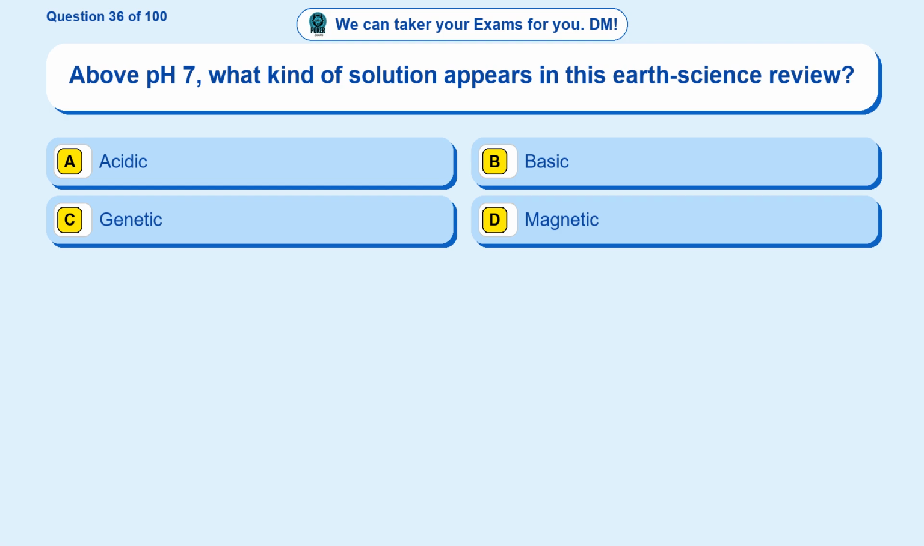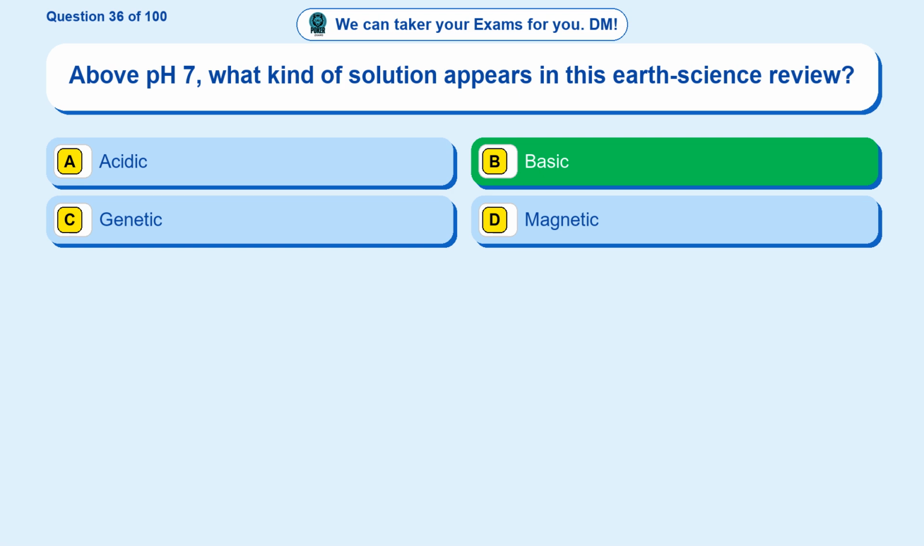Question 36. Above pH 7, what kind of solution appears in this Earth Science Review? Option A, acidic. Option B, basic. Option C, genetic. Option D, magnetic. The correct answer is option B.